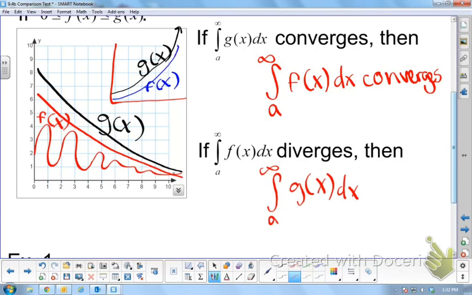So basically, if one does something, then the other does the same. But what if I said f of x converges? What do we know about g of x? It could diverge. If f of x is converging, g of x could go back up like this. It's still bigger than f. So that's why we have to specifically say we can't say if g of x diverges, f of x diverges. We have to be very specific, and only these two conclusions can happen. Okay.